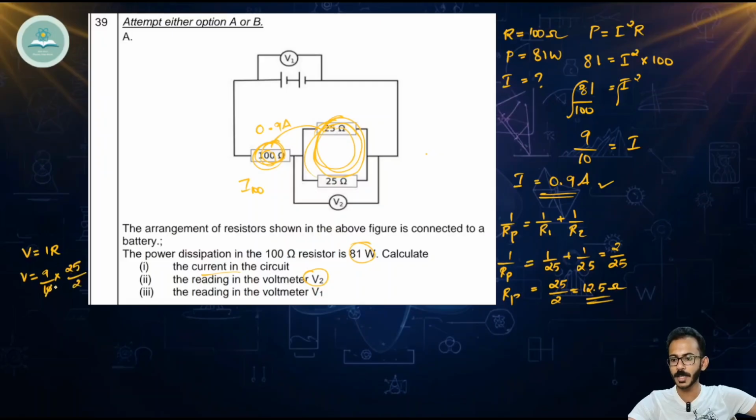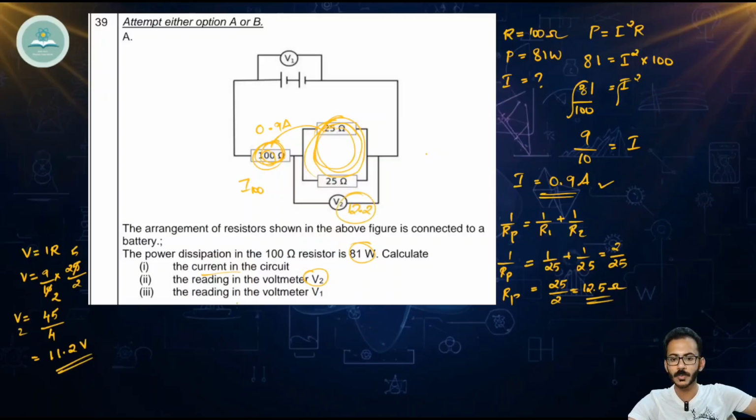So now if I cancel, 5 2s are 10, 5 5s are 25. Now I have V is equal to 9 5s are 45 divided by 4. 4 goes one time in 4, 4 goes one time in 5. So we'll get 11.2 volt. That is the potential difference across V2.